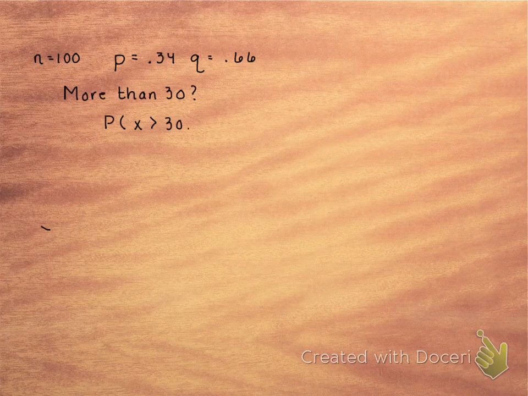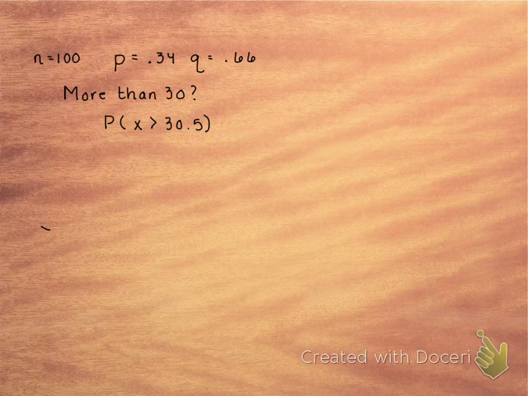Now the question asks us, what is the probability that more than 30 respond yes? More than 30. So we need to decide, are we including the 30 or not? Okay, so if it's more than 30, we are not including the 30. So the probability that we are going to be looking for is that X is greater than 30.5, because 30.5 being bigger than 30 does not include the 30.